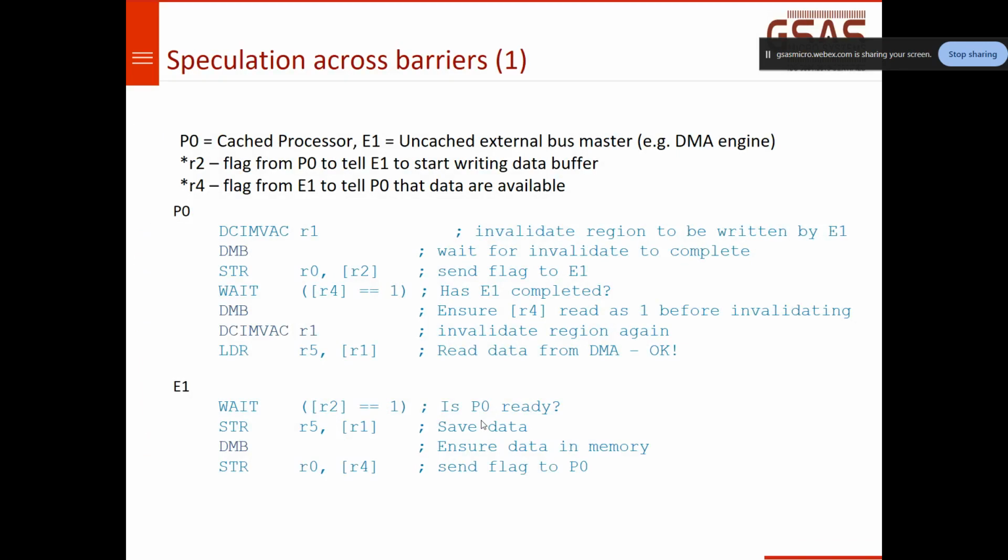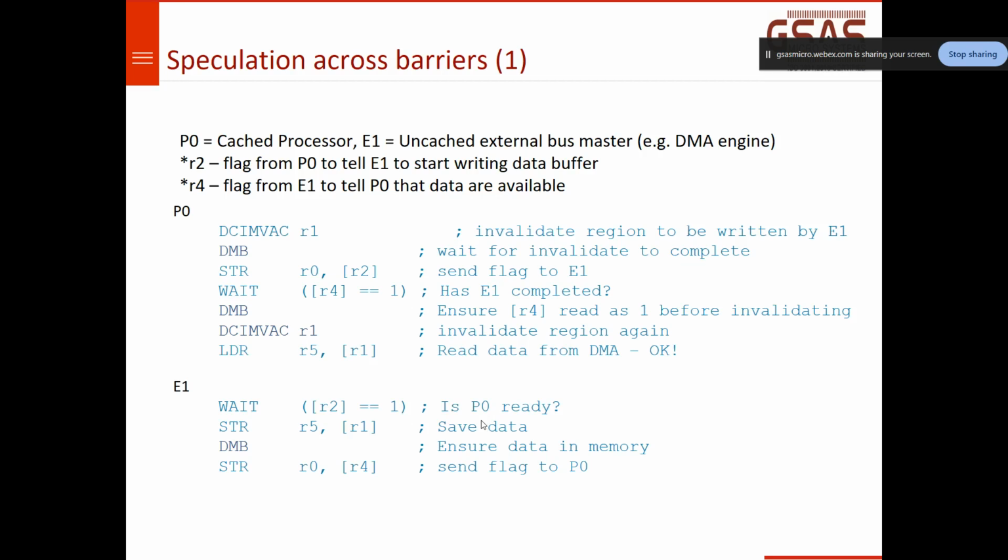Then we are giving DMB to ensure that the cache maintenance operation is complete, and the cache for the specific memory address is cleared. Then we set the flag to the event, saying that the memory address to which the DMA has to write has been cleared and is available for writing. It's been kept empty.